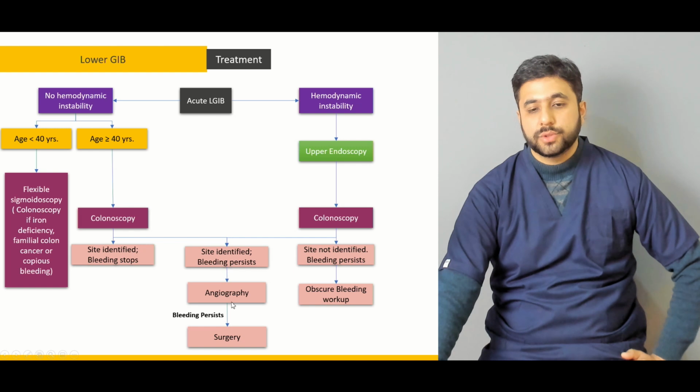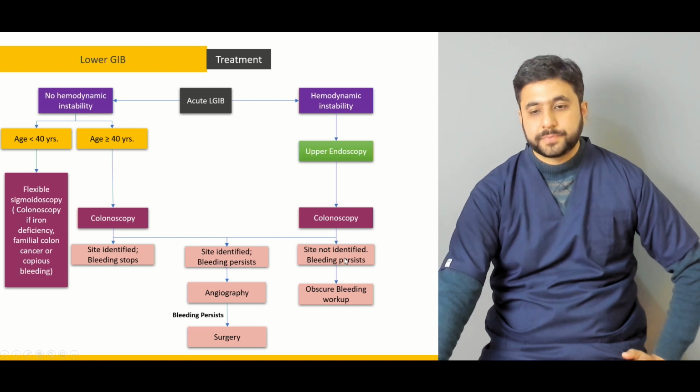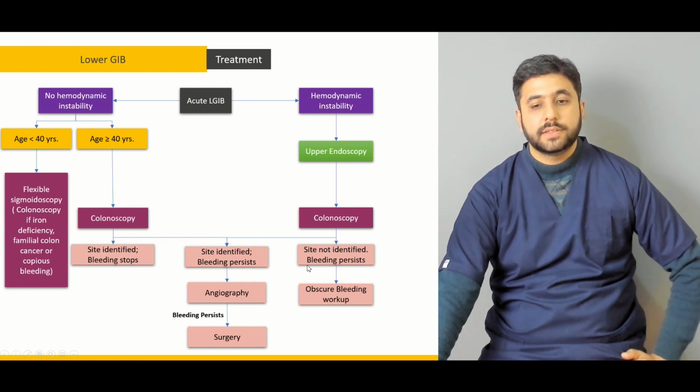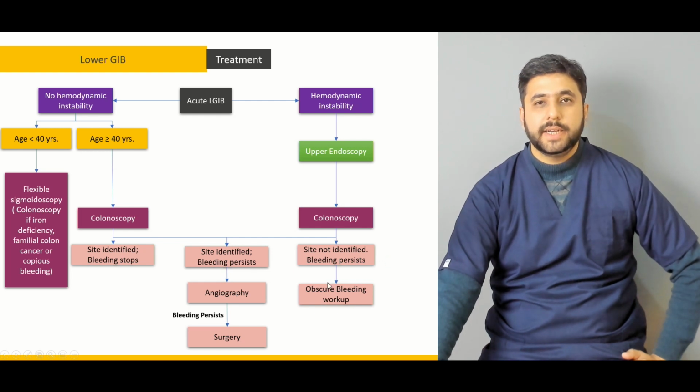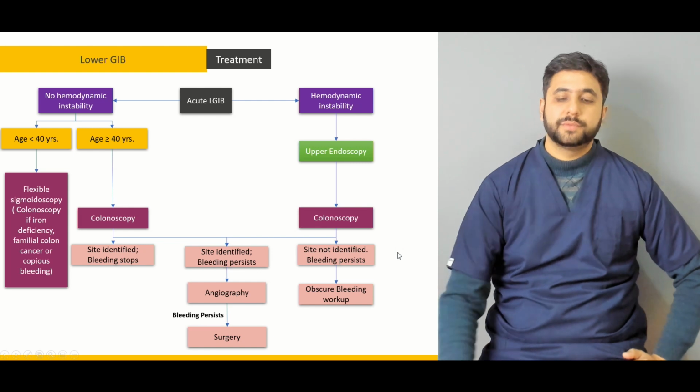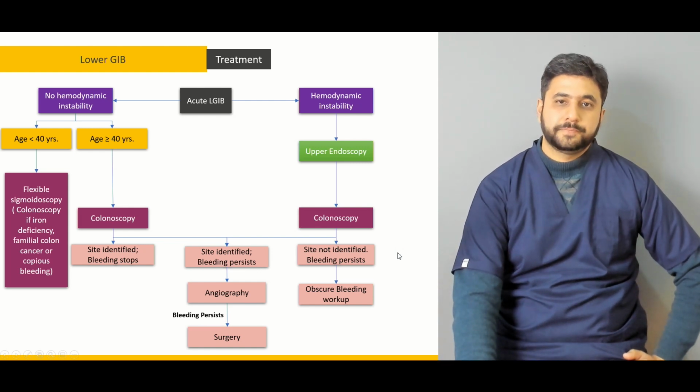You do a colonoscopy, you find a bleeding point, the bleeding is still persistent, you do an angiography. Angiography doesn't help, you go to surgery. And what happens if the site is not identified and the patient still has bleeding, or the patient still has signs and symptoms going on? Then you can classify that as an obscure GI bleed, or a GI bleed in which you are unable to find an identified site of bleeding. And then we are going to follow the workup of obscure GI bleeding in those patients.